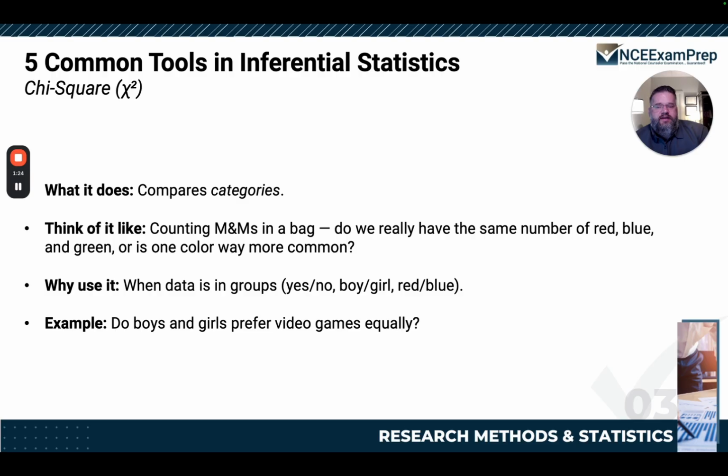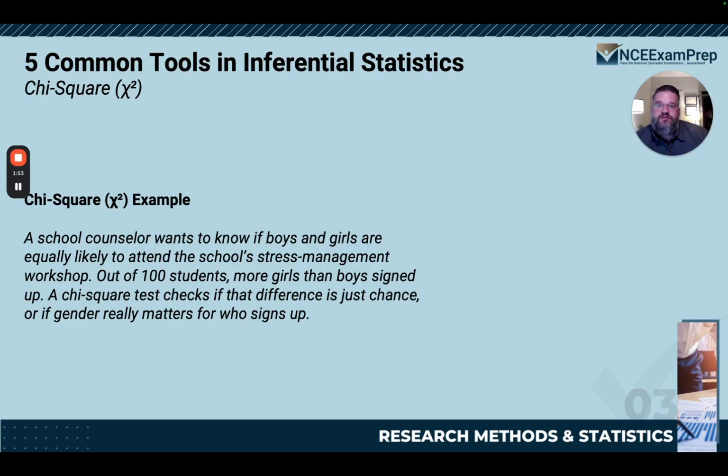Okay, we want to use this because the data is in groups, like nominal groups, like yes, no, boy, girl, red, blue. When we have just these nominal groups like this, it's easy to come up with the data that's necessary for chi-square. An example might be, do boys and girls prefer video games equally? Right? If they're answering yes or no, then we can run a chi-square test to see how the data actually compares and if we can infer those results onto a larger group.